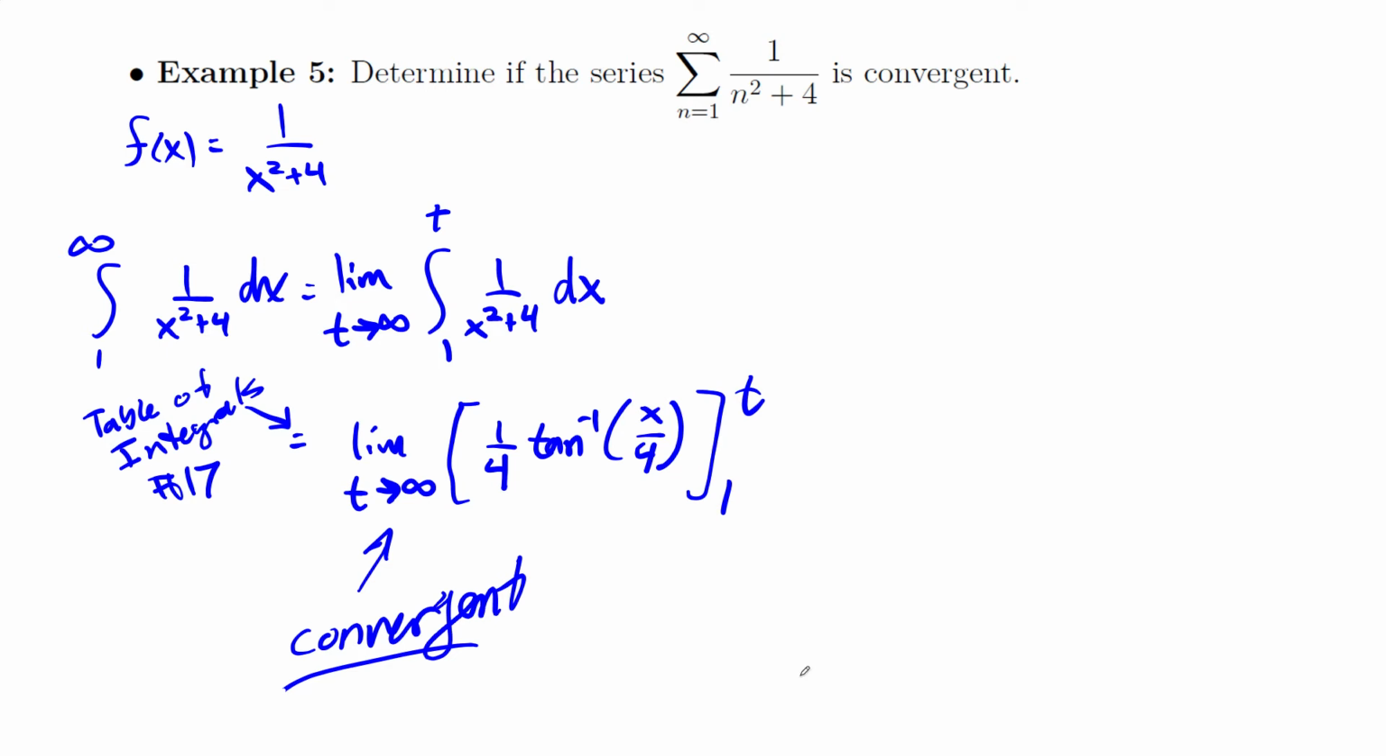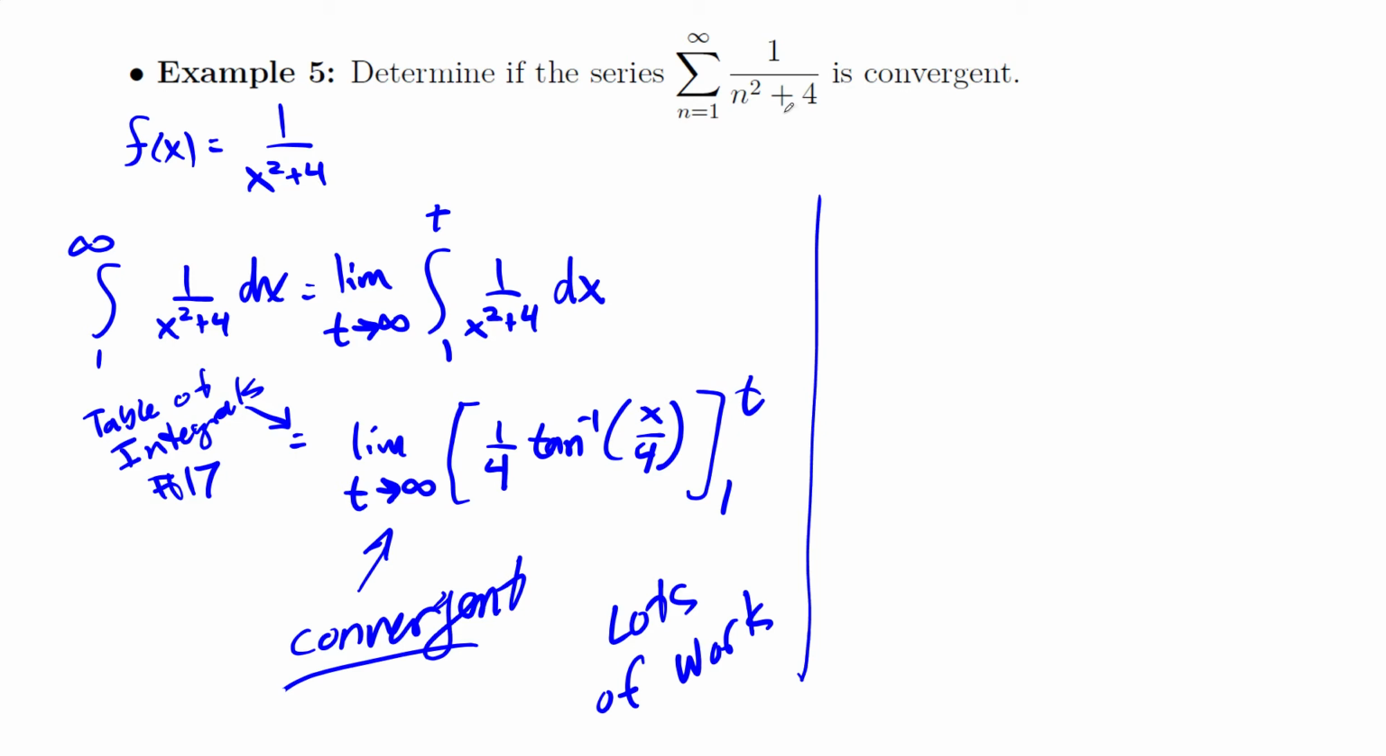The point is to say that's a lot of work, right? And it requires a bunch of knowledge. It requires some knowledge of the tangent inverse function. It requires going to the table of integrals. So the point is, lots of work. Okay. So let's look at this here. 1 over n squared plus 4. It sure looks a lot like a simple p-series. It's just that plus 4 that's bugging us.